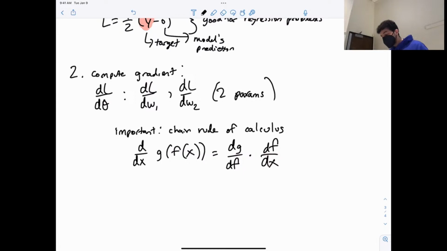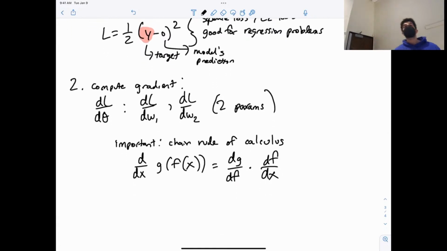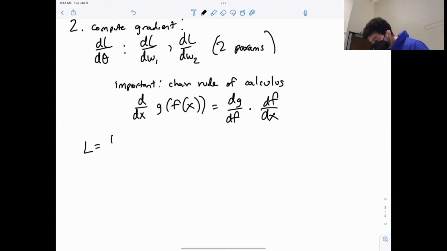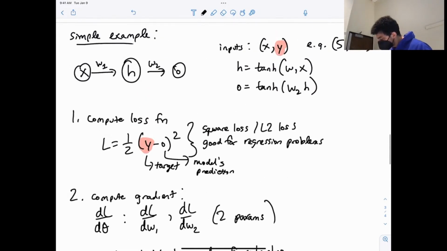Since we're taking these derivatives, this is going to be very useful. So let's actually go through it. When we're doing backprop, it's important to start with the parameter that's used as close to the output as possible, and then go deeper in the network from there. This will make sense as we write out these equations. Let's start with our loss function, y minus o squared. And now O equals tanh of W2H, right, as per our model equation up here.